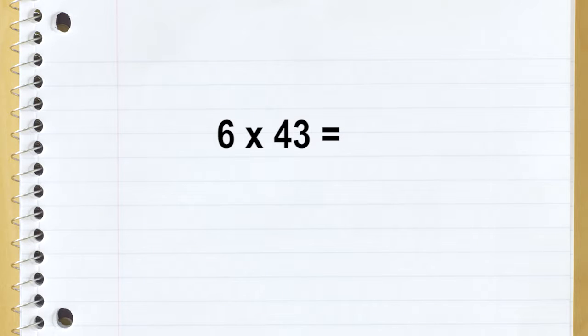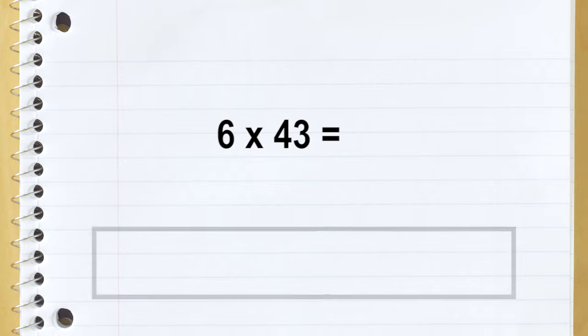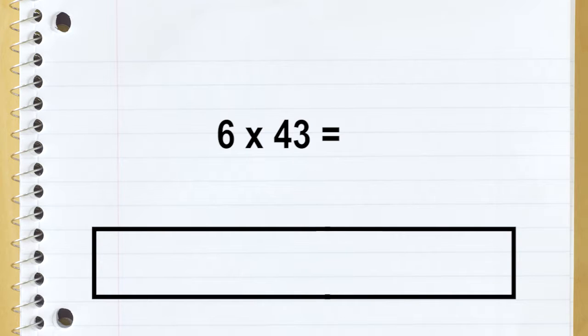Let's look at the multiplication problem of 6 times 43, and let's use an area model along with the partial product algorithm to solve. In this multiplication problem, we have one factor greater than 10, so using the partial product algorithm is an effective way to solve the problem. But let's start by drawing an area model first. Start by drawing a long rectangle and label the rows 6 and the columns 43.